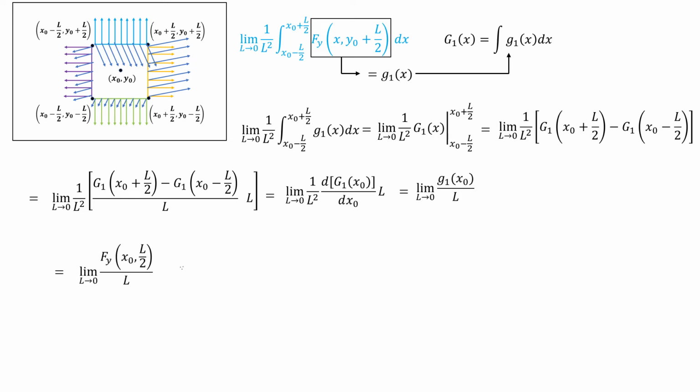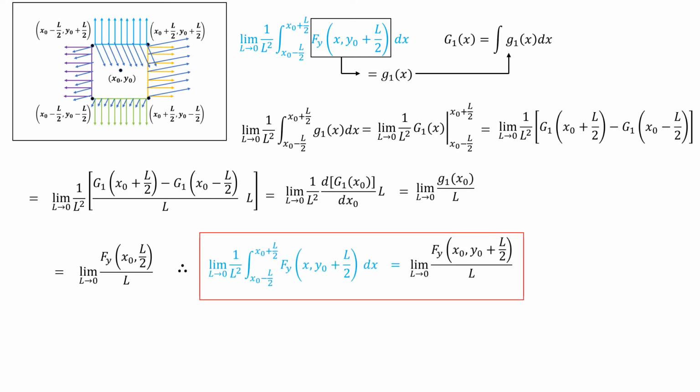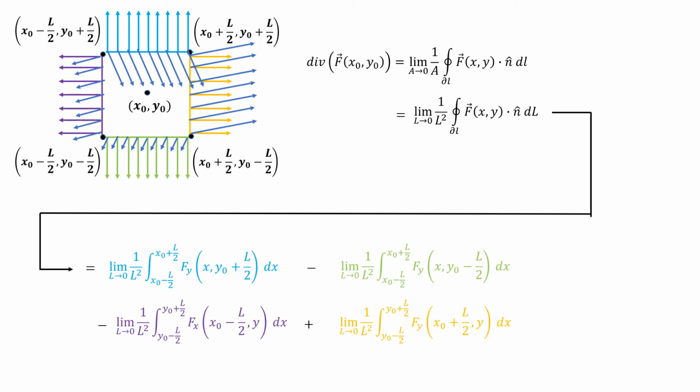If we simplify this expression further, and we substitute fy back in for lowercase g1, then we come to the conclusion that the blue term is equal to the limit as L approaches 0 of fy of x naught, y naught plus L over 2, divided by L. Now our sum looks like this.